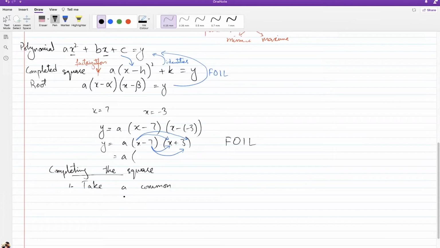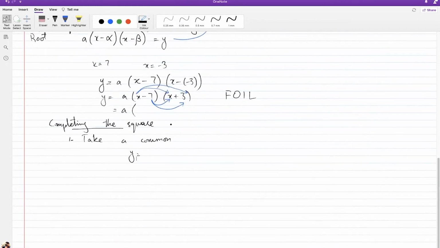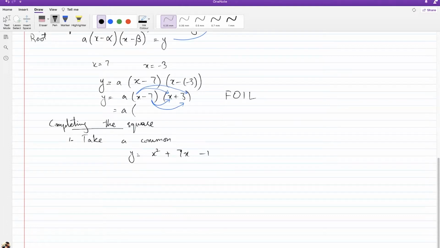So I'll give you an example. Let's suppose we have the same example that we had here: x squared plus 7x minus 11. So y is equal to x squared plus 7x minus 11. Here our a is 1, so we don't need to do this. But let's suppose we had some other number like 2. Then what would I do? I will take 2 as common.